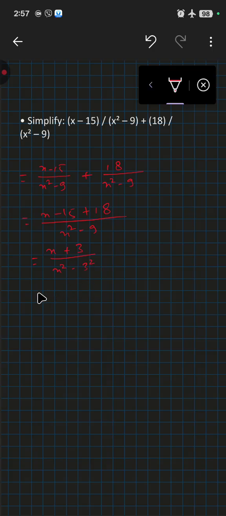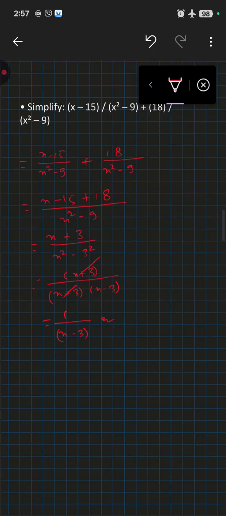The arrangement is done so that we can convert it into the formula, that is a plus b into a minus b. Now a plus b on the top, that is x plus 3. Now x plus 3 and x plus 3 in the numerator and denominator cancel. What is left? 1 on the top, and down in the denominator x minus 3. So this is going to be the answer for this question.